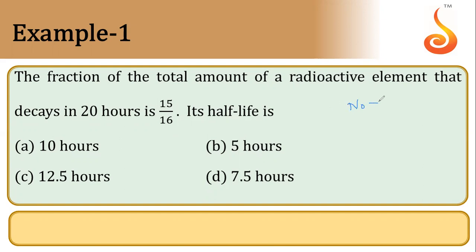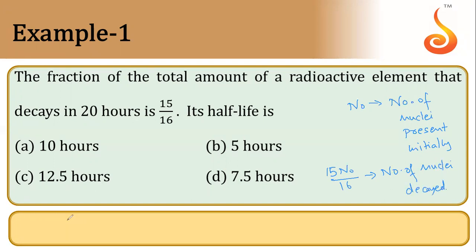Initially, let's say N naught number of nuclei were present. N naught is the number of nuclei present initially. Now it is given in the question that in 20 hours the fraction of total radioactive element that decays is 15 by 16. So 15 N naught by 16 number of nuclei have decayed. So the number of nuclei still present in the sample will be the difference between these two. That will be N naught minus 15 N naught by 16. So we'll get 1 by 16 N naught.